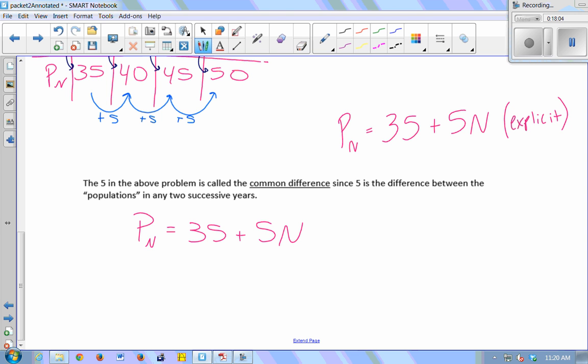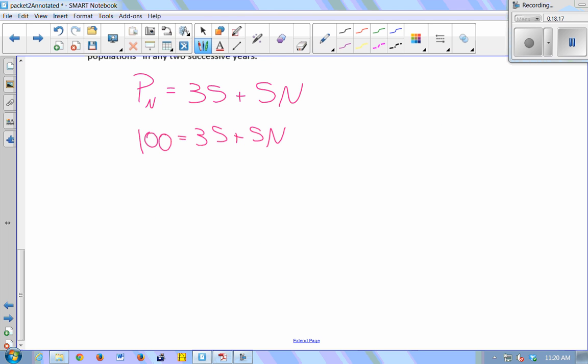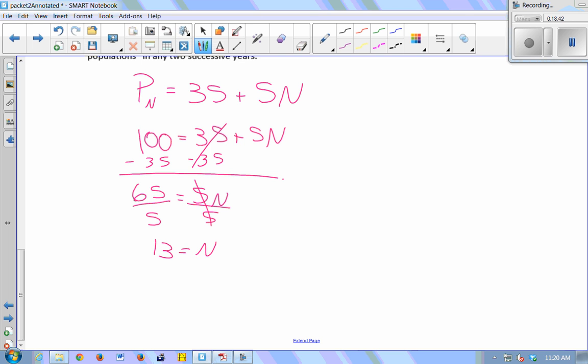So P is representing the population size. So I replace P sub n with a 100. And I have 35 plus 5n. And I just want to solve this equation. So you guys remember how to solve a two-step equation from a previous math class? Subtract 35 from both sides, right? So this side they go away, and I have 5n. 100 minus 35 is 65, and then you divide both sides by 5, and we get n equals 13. So after 13 years, we'll have filled the tank.